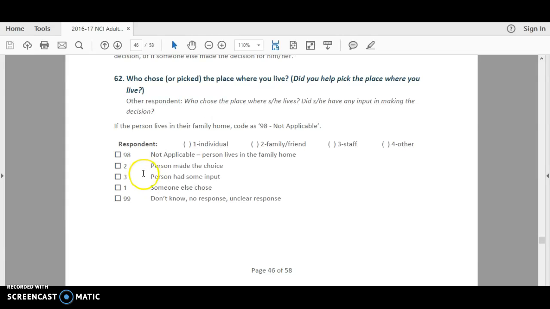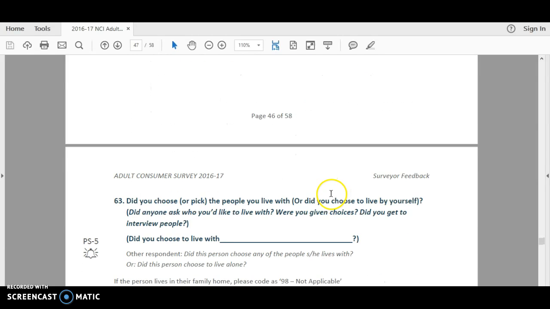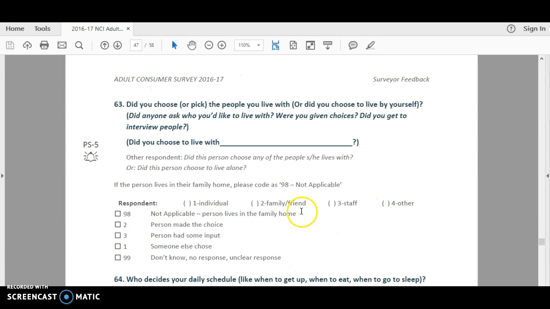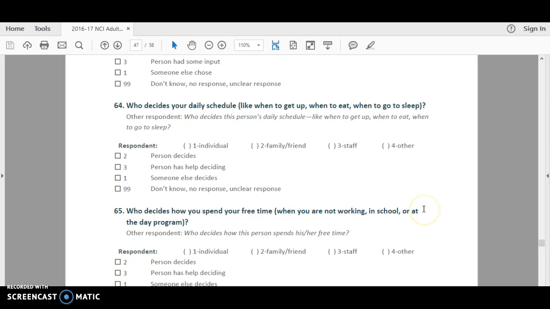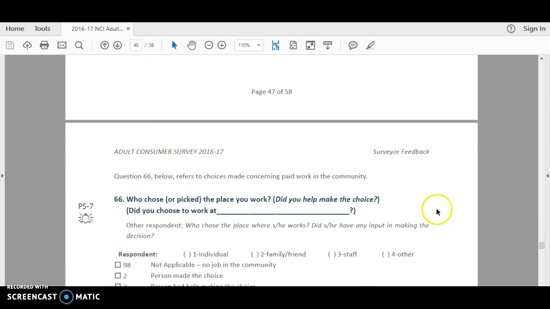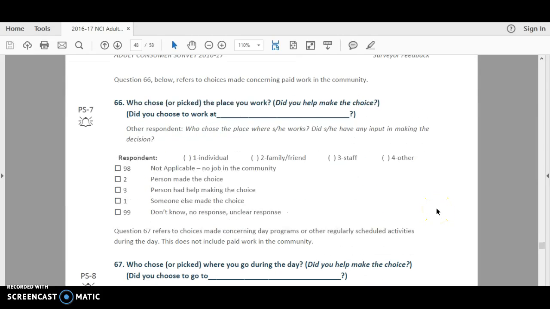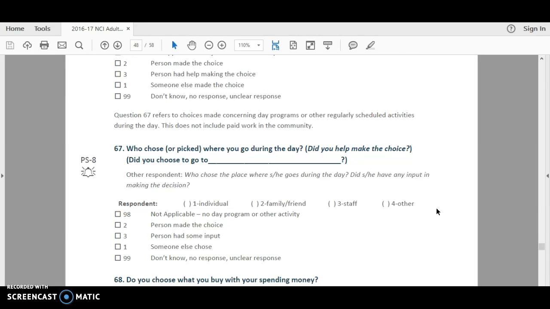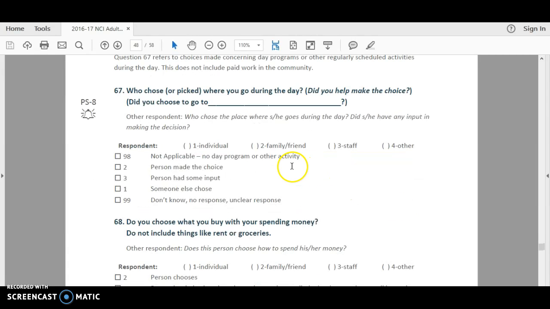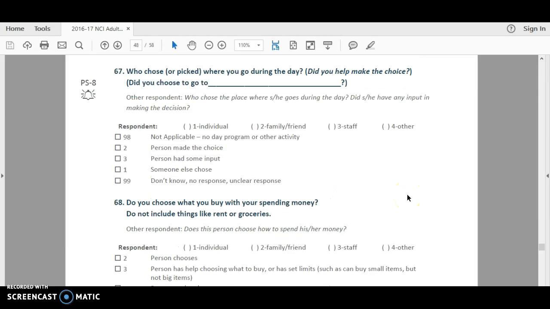So questions 62 and 63 are about where the person lives, so if they chose their home and their roommates. This question will be marked not applicable if the person lives in their family home. We have the question about whether the person decides their daily schedules, how to spend free time. They chose what they do during the day, so if they chose where they work, and if they chose where they go during the day. Really specifically, we're looking at going to a day program or other activity.